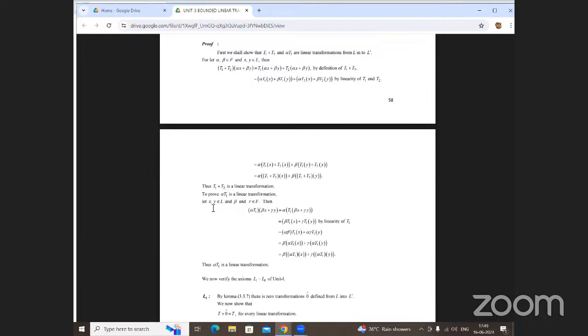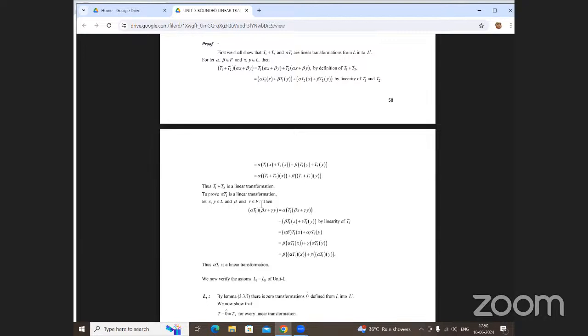How to prove? Here x and y are both linear space elements, and beta and gamma are both field elements. So we take alpha T1 of beta x plus gamma y, because one scalar is also common along with the transformation. This is gamma, not r. Gamma is also a field element.